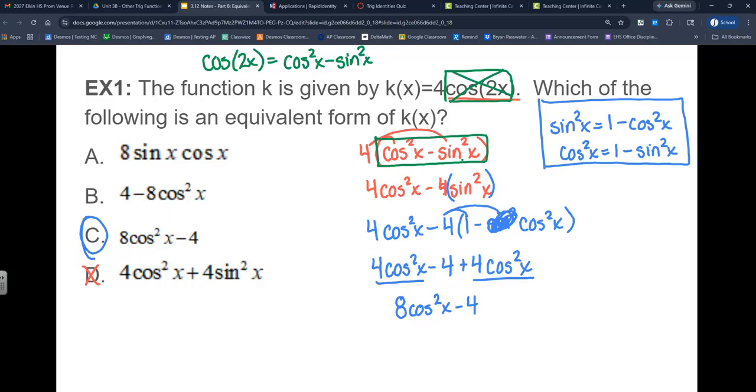Whenever you replace, like you're taking sine squared x out, you're replacing it with 1 minus cosine squared x, you have to have parentheses there. So this 4 gets distributed here as well. Does that help?